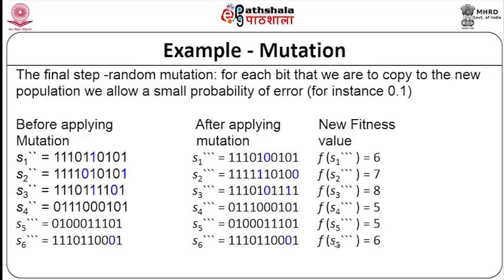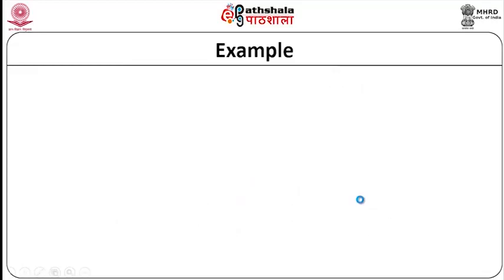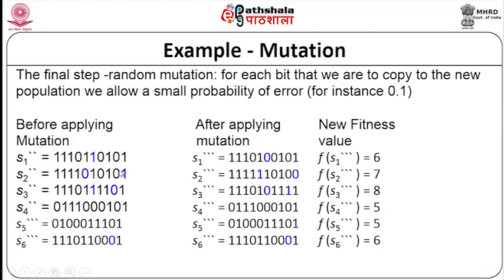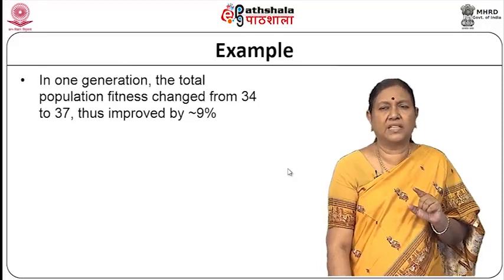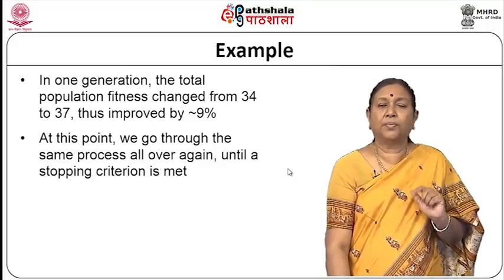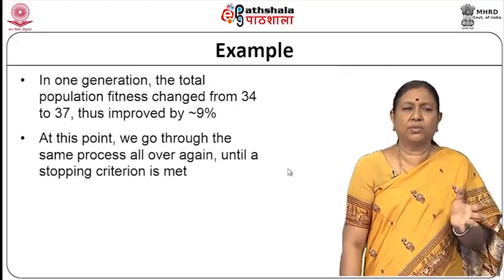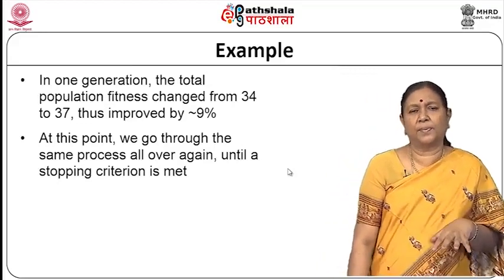So, after crossover I have marked in blue the points where I want to do mutation. Here mutation we are doing simply by flipping the bit. So, you can see here it has been flipped accordingly, okay. 1 has become 0 and so on. And the new fitness value has been calculated from this. So, now after mutation, we have got the new fitness value. Now, you will see that in one generation the total population fitness changed from 34 to 37, which is an improvement of 9%. At this point we go through the same process all over again until a stopping criterion is met.